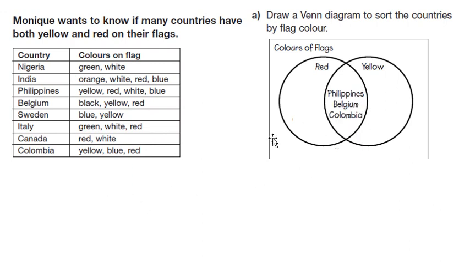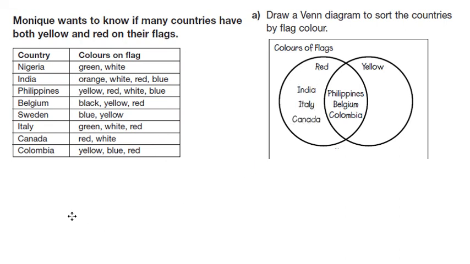Right here we see that the Philippines, Belgium, and Colombia, all three of them have some yellow and some red. Colombia, for example, has yellow, red, and blue, so they meet the criteria of having yellow and red. Belgium right here has black, yellow, and red, so that means they also have some yellow and red. And Philippines has yellow, red, white, and blue. That means they also have the yellow and red.